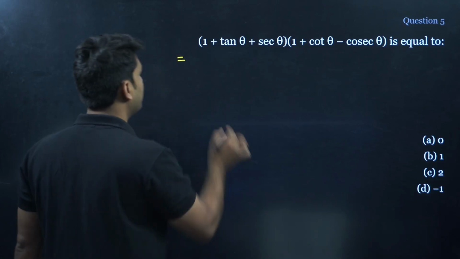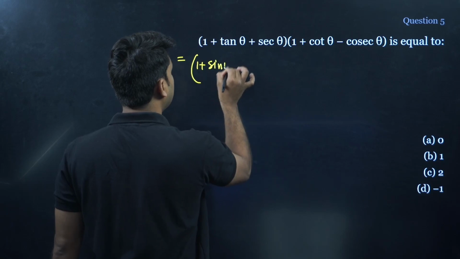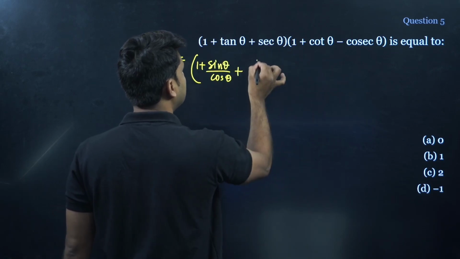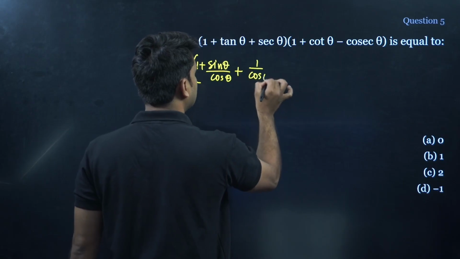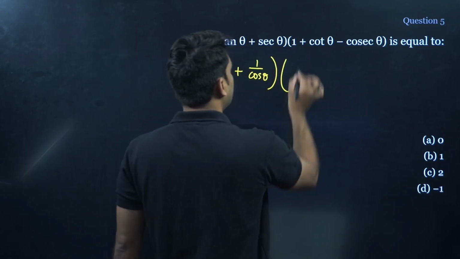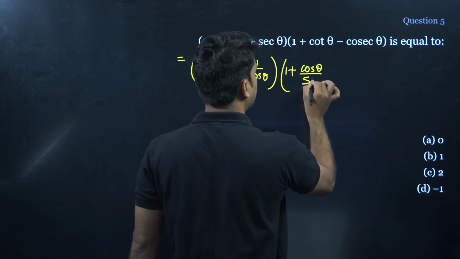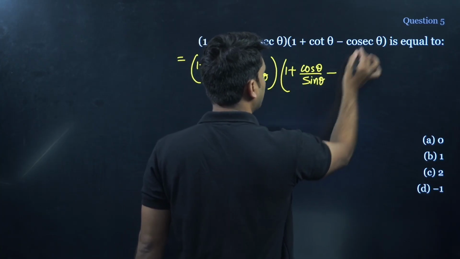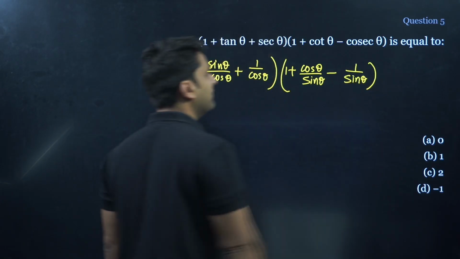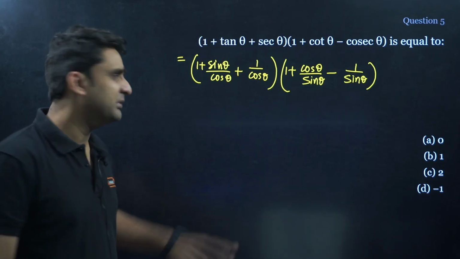So we can write 1 plus tan theta as 1 plus sine theta by cos theta, and sec theta is the reciprocal of cos theta, that is 1 by cos theta. Clear? Similarly, 1 plus cot theta can be written as 1 plus cos theta by sine theta, and cosec theta is the reciprocal of sine theta, 1 by sine theta. Clear, everyone? I hope this is really simple, very easy.